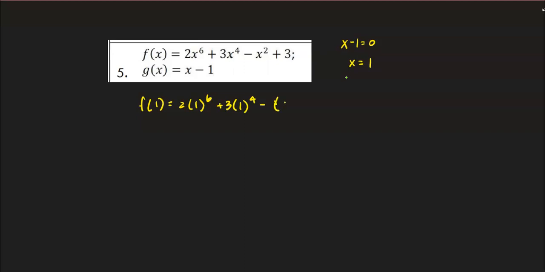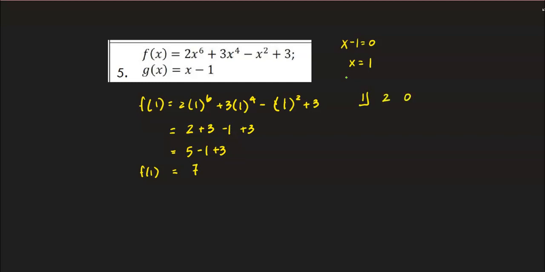Of the divisor. So we have, ones are easy to work with, right? 2 plus 3 minus 1 plus 3. It's going to give me a 5 minus 1 plus 3. That's a 4, 7. F of 1 equals 7. And you can check these by doing synthetic division on them if you want to.